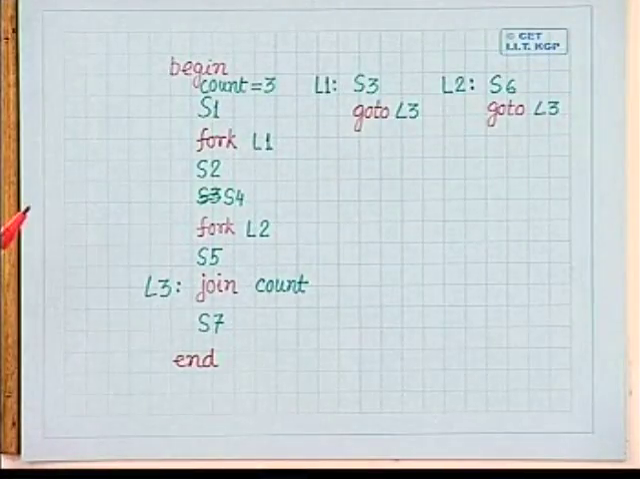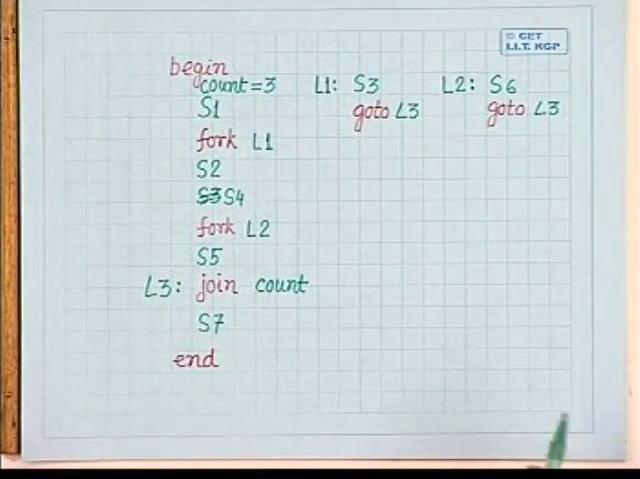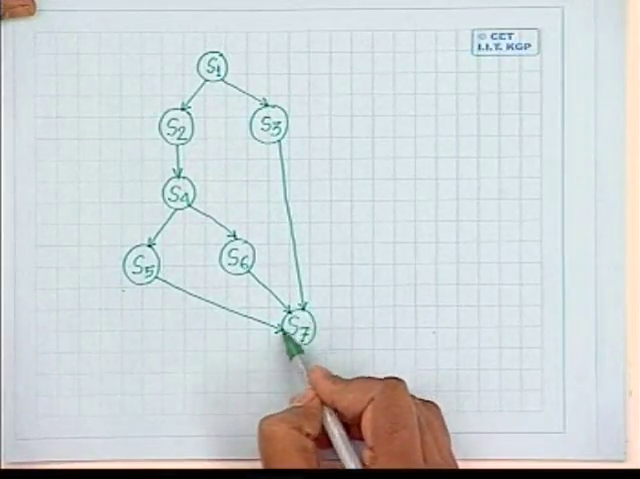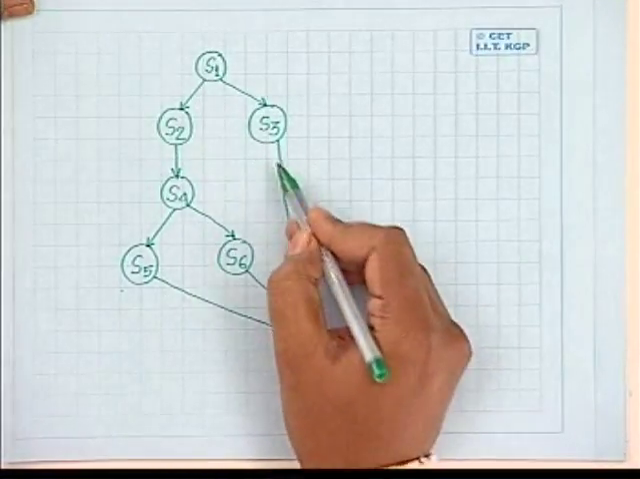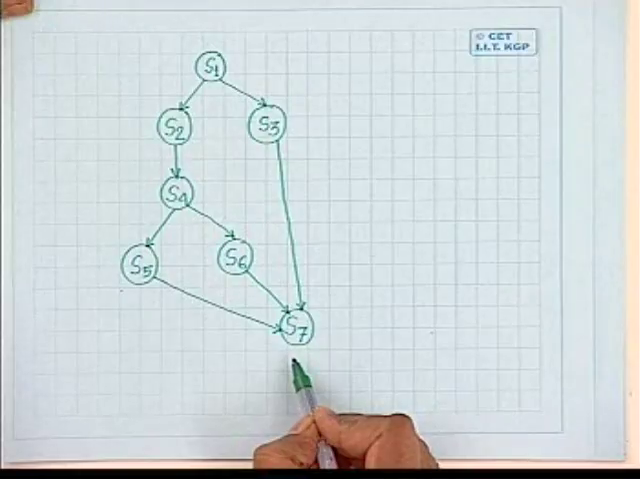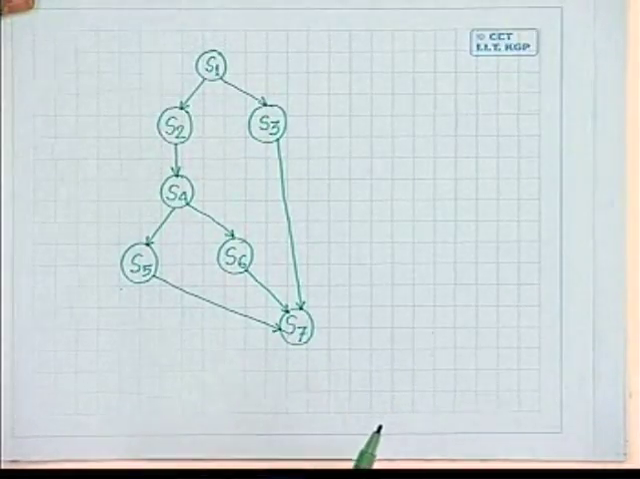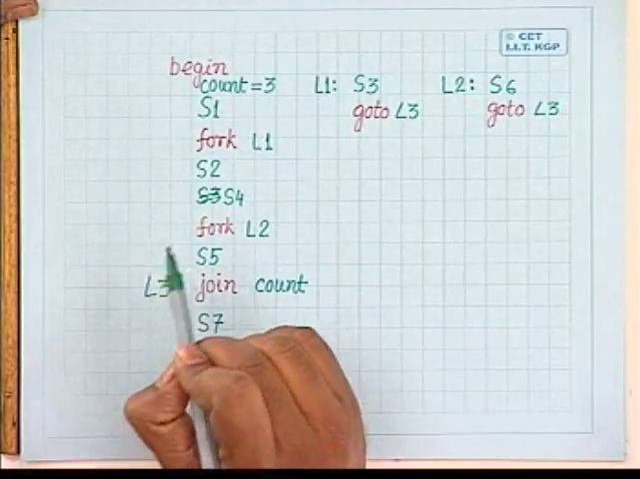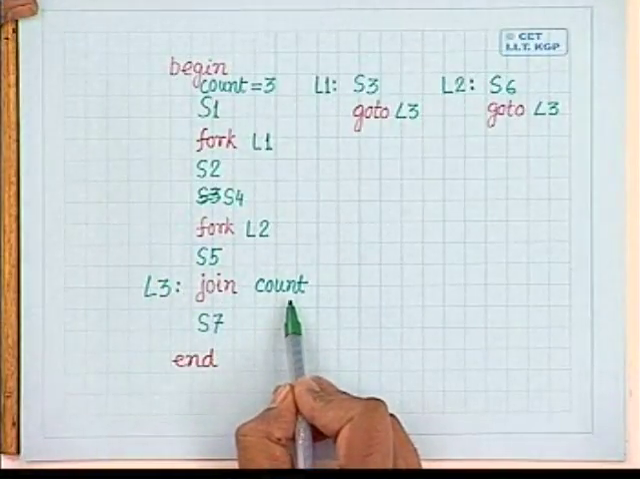How do you initialize the count? After studying your precedence graph, you find that at this point all these three processes are to be combined to give you a single process. That means two processes have to be terminated, and one process has to continue to execute statement S7. That is why I have initialized count to 3, indicating that three processes are to be combined at a point, and the join statement has to work with this count argument.